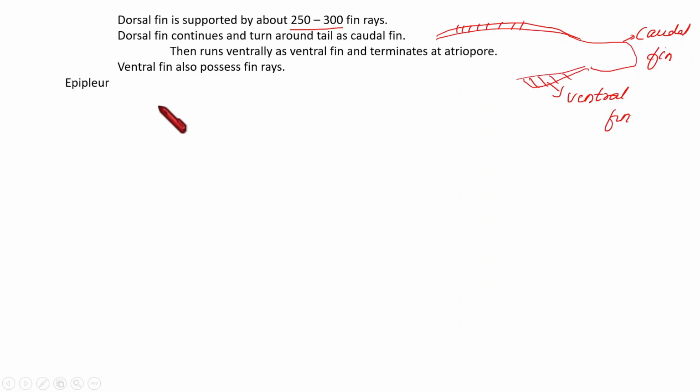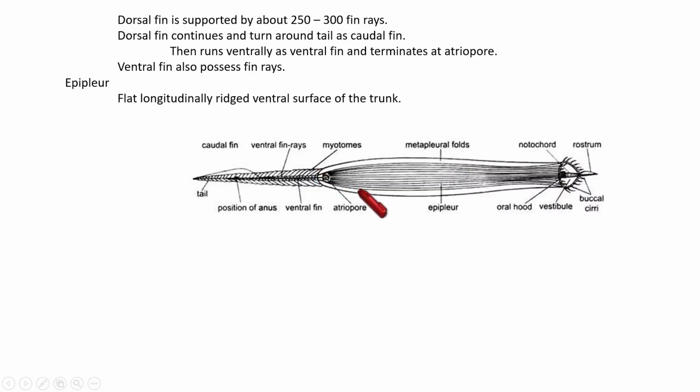Then another structure, that is epipleure. This is the ventral side of the Branchiostoma or Amphioxus. What about the appearance of the ventral side? It's just like a ruffle. It is highly folded. That means it is wrinkled, with a ridged appearance. That ventral ridged surface of its trunk is called the epipleure. It is the ventral longitudinally ridged surface of the amphioxus.